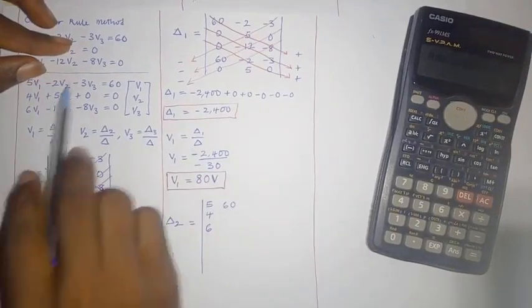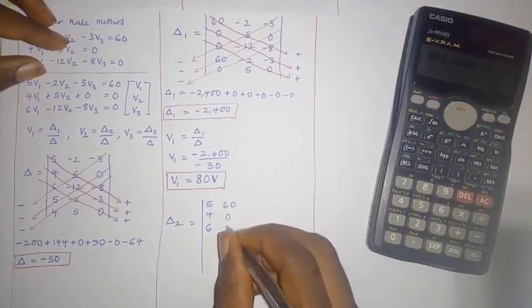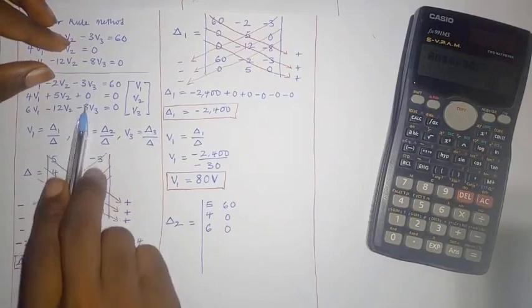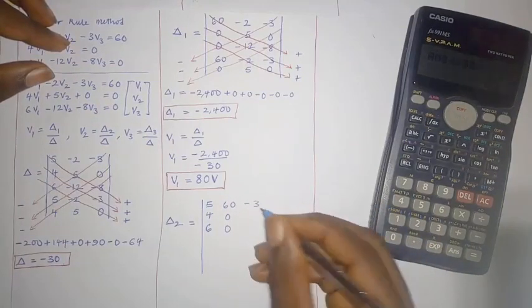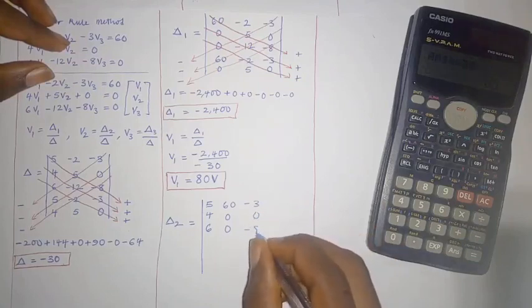Don't follow the sign because we've removed everything. 60, 0, 0. Then another one here. Just write this one like this: minus 3, don't forget the sign, minus 3, 0, minus 8.